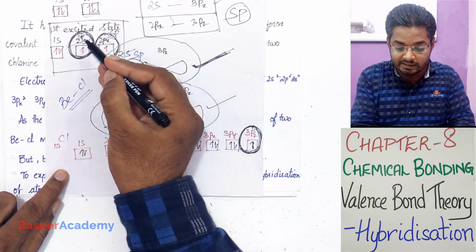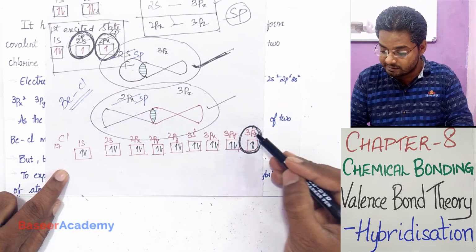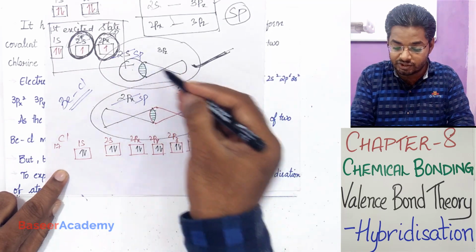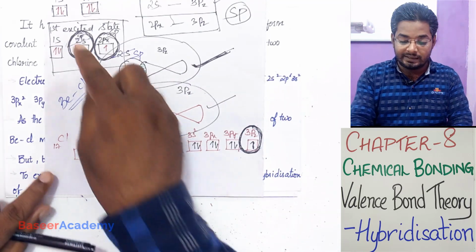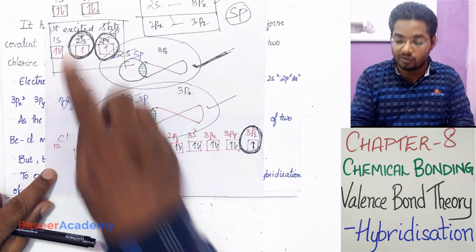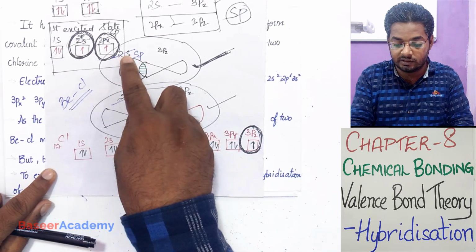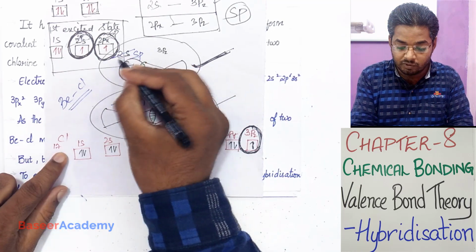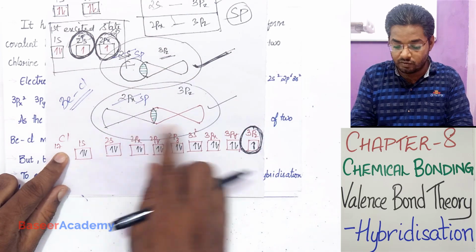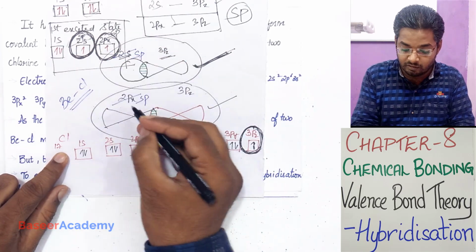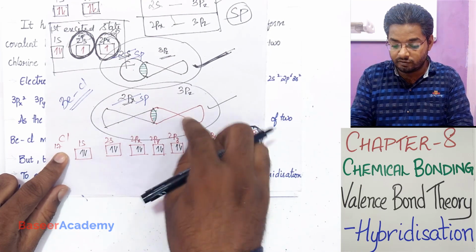Since the s subshell is spherical in shape, I have drawn a sphere here. And since the p subshell is dumbbell in shape, I have drawn a dumbbell here. So the first bond is formed when the 2s orbital of beryllium overlaps with the 3pz orbital of chlorine. The second bond is formed when the 2px orbital of beryllium overlaps with the 3pz orbital of chlorine.